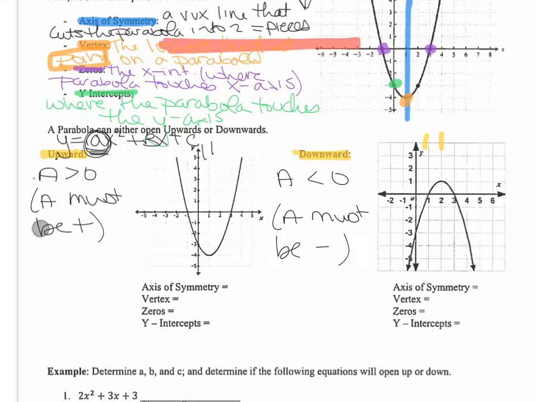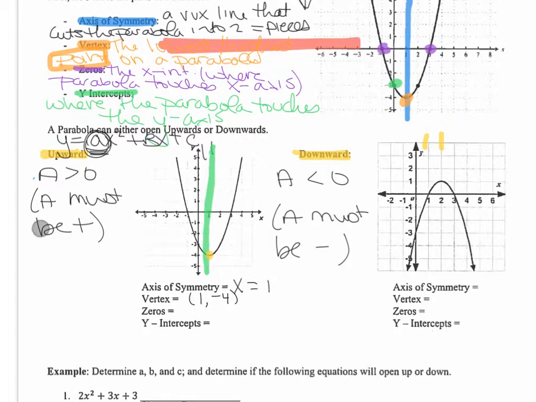All right, let's now go through and find the axis of symmetry, the vertex, the zeros, and the y-intercepts of each of these. Axis of symmetry is easy because it makes that symmetrical line. It's that vux line that cuts my parabola into two equal pieces. My axis of symmetry is right here. That's always a vux line, so it's going to be x equals, and where is it on the x-axis? 1. How about the vertex? The vertex is the butt. My butt's right there. So that vertex is 1, negative 4.